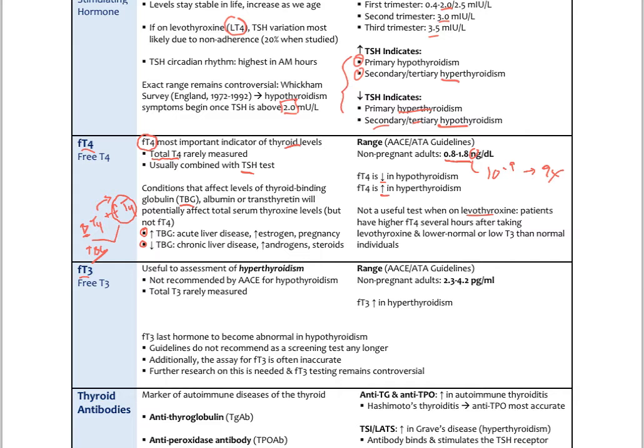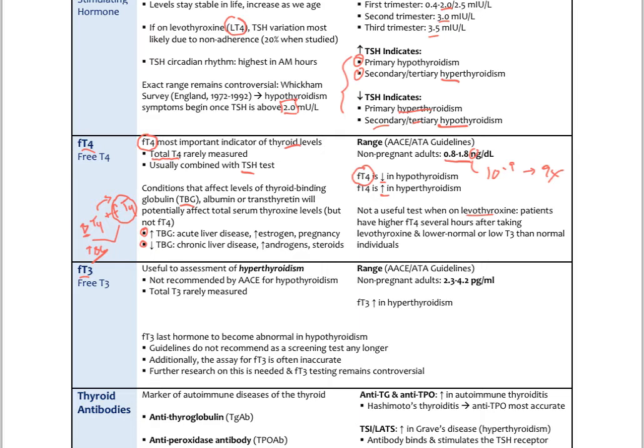So the guidelines suggest we should not be doing free T4s in patients who are already on levo because of the kind of skewing of the test that way. And that's why we usually use the TSH as our primary measurement.